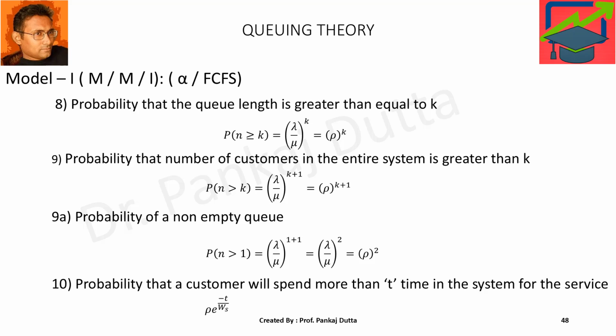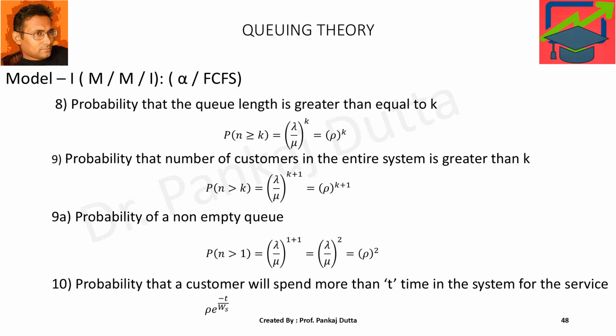This slide provides four measures related to model 1. The first measure tells us the probability of the number of customers in the queue being greater than or equal to a certain value k. The second measure tells us the probability of the number of customers in the entire system being greater than a certain value k.